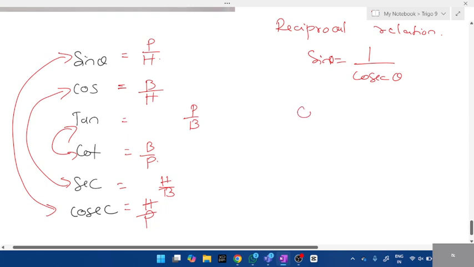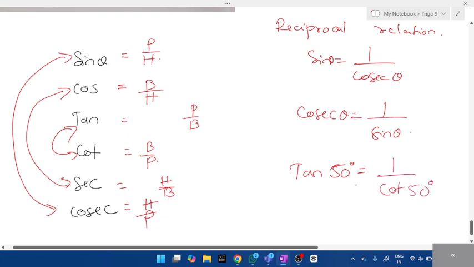Sine is 1 by cosec. What is the reciprocal for cosec theta? How do you write? 1 by sin theta. Next, tan theta. What is the reciprocal for tan 50 degree? 1 by cot 50 degree. For reciprocal relation, remember we don't use any formula, just reciprocal.